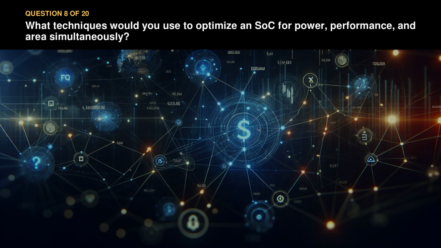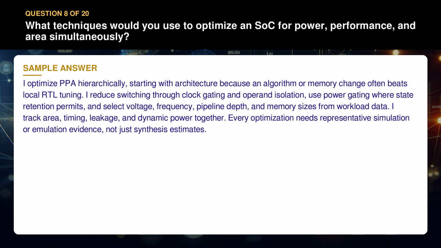Question 8. What techniques would you use to optimize in society for power, performance, and area simultaneously? I optimize PPA hierarchically, starting with architecture because an algorithm or memory change often beats local RTL tuning. I reduce switching through clock gating and operand isolation, use power gating where state retention permits, and select voltage, frequency, pipeline depth, and memory sizes from workload data.